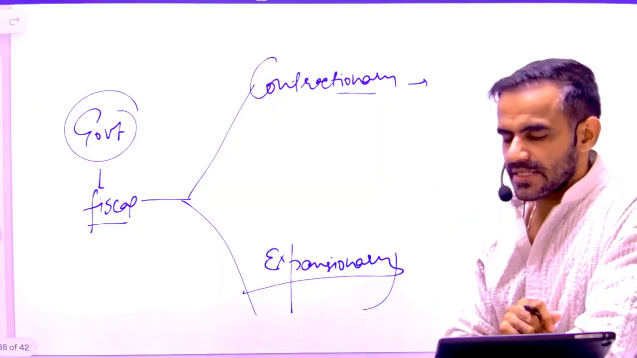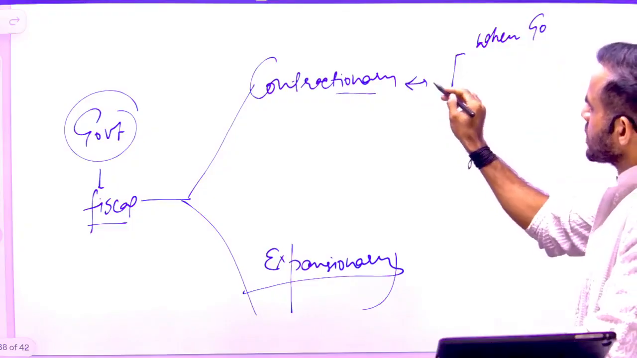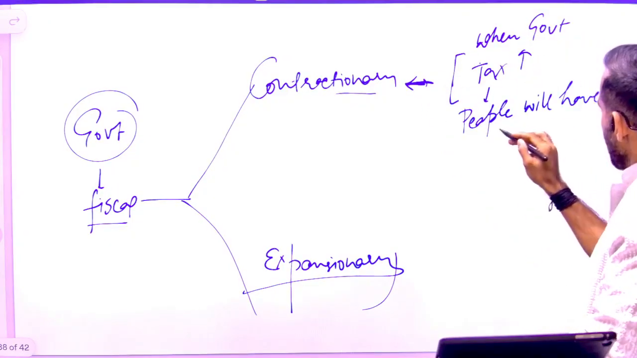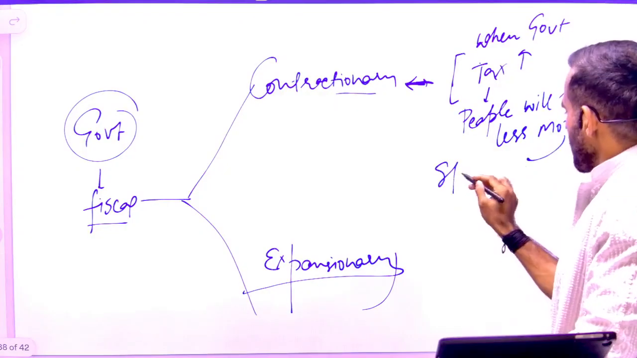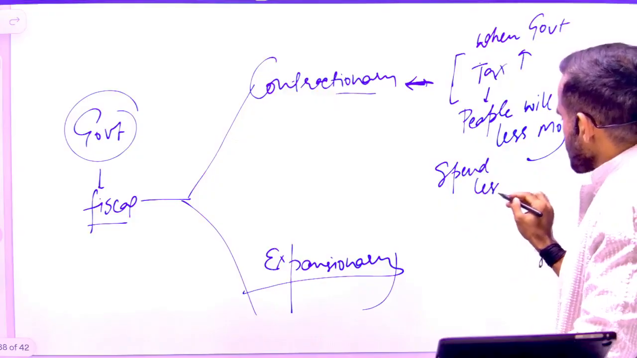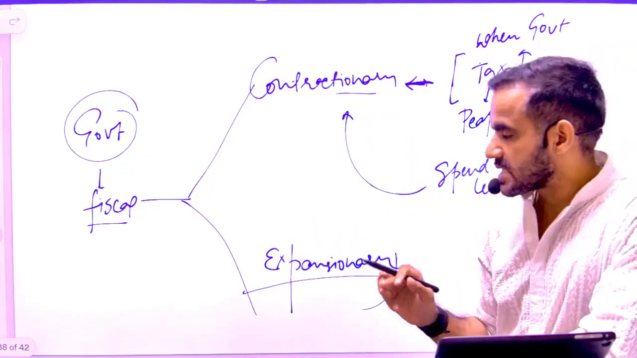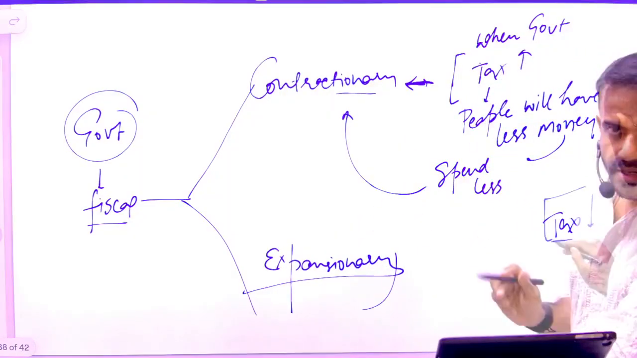In a very simple sense, if the government is going to increase taxation, what will happen? People will have less money. If they have less money, they will spend less. If they spend less, the economy will contract, and that's why it is referred to as contractionary fiscal policy. Similarly, if the tax rate goes down, now what will happen?